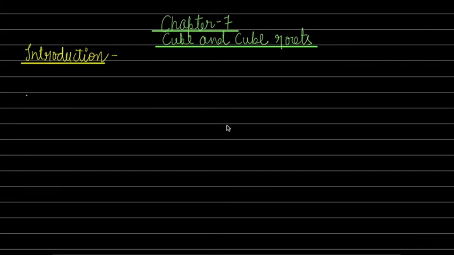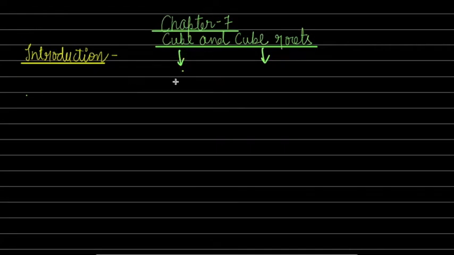In today's video, I will explain the introduction portion of chapter 7 of grade 8, cube and cube roots. To begin, let's first understand the terms in the chapter name itself. There are two terms, cube and cube roots. Like we have done the chapter square and square roots, and I told you that these are said to be the inverse operation of each other. Similarly, cube and cube roots, these two terms are said to be the inverse operation of each other, right?